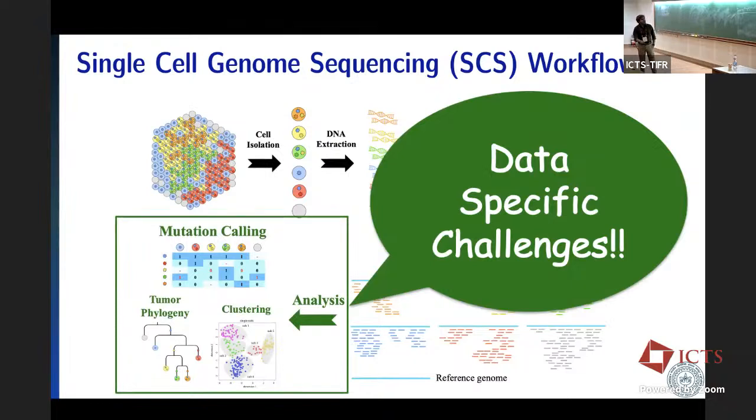Why? Because when the single cell DNA sequencing process is introduced to generate this kind of data, there are some inherent challenges with the biotechnological assays, which we need to address. Otherwise, we are going to end up with a lot of false positives in our data, false negatives in our data, and so on. So let us first try to understand what the different data specific challenges are.